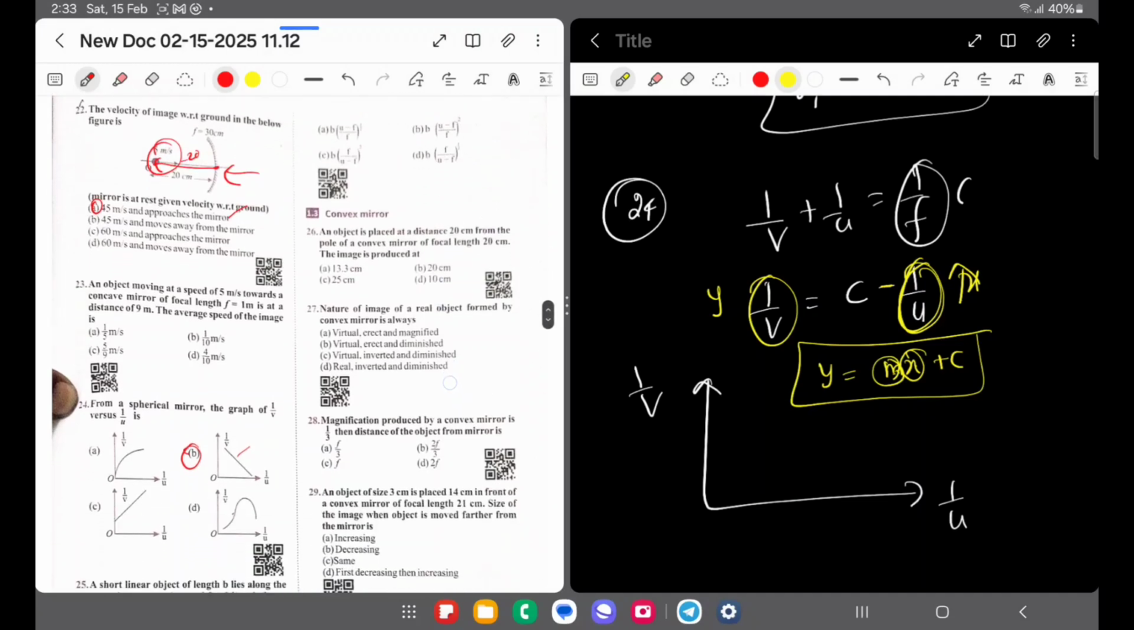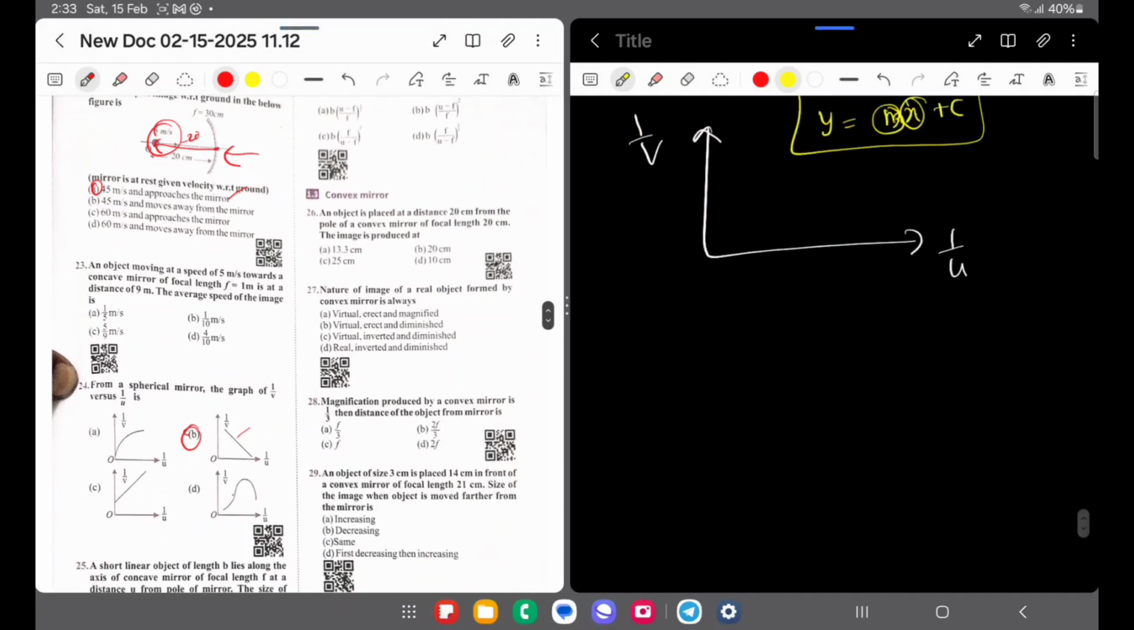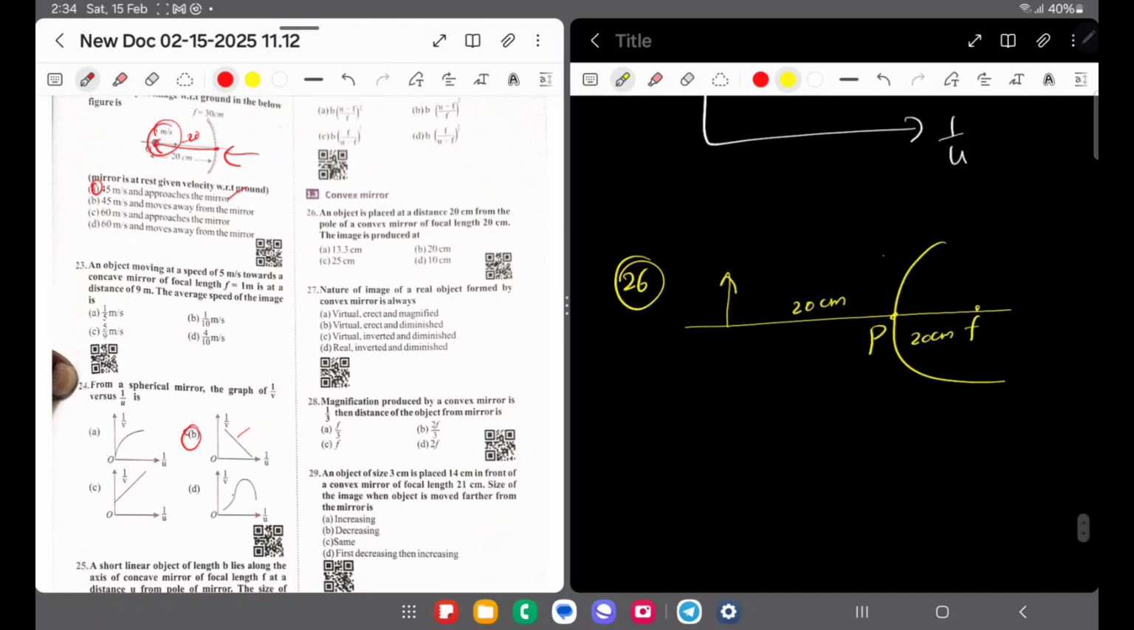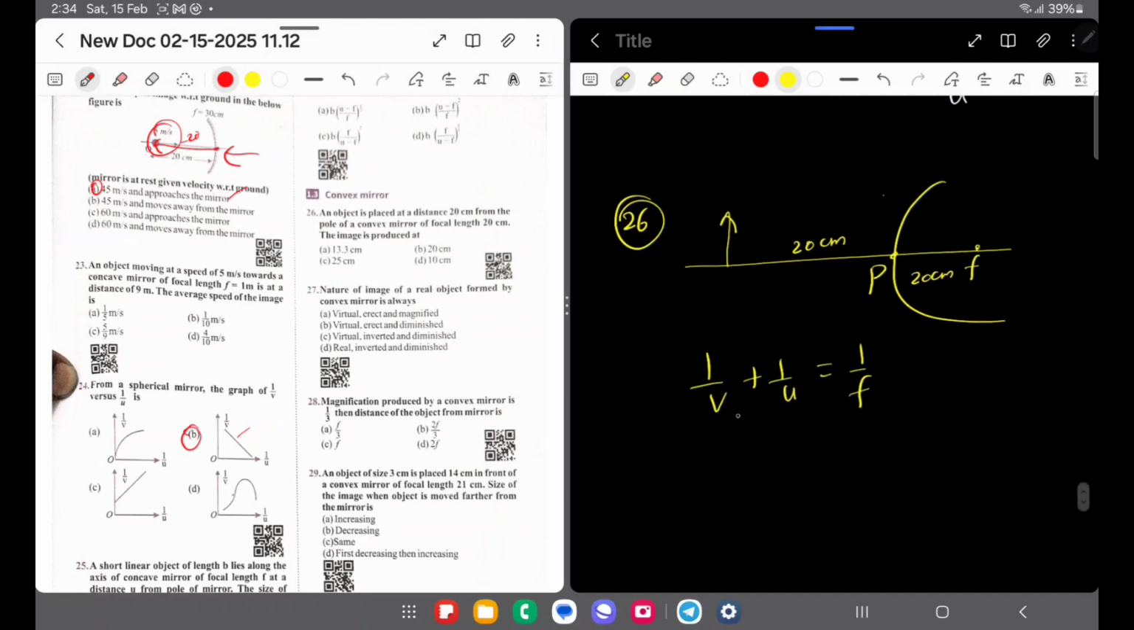Now we can work out some problems on the convex mirror also. Look into question number 26. We have a convex mirror. The object is placed 20 centimeter from the pole of the convex mirror, and the focal length of the convex mirror is 20 centimeter. The image is produced at what? We can make use of the mirror equation 1 by v plus 1 by u equal to 1 by f.